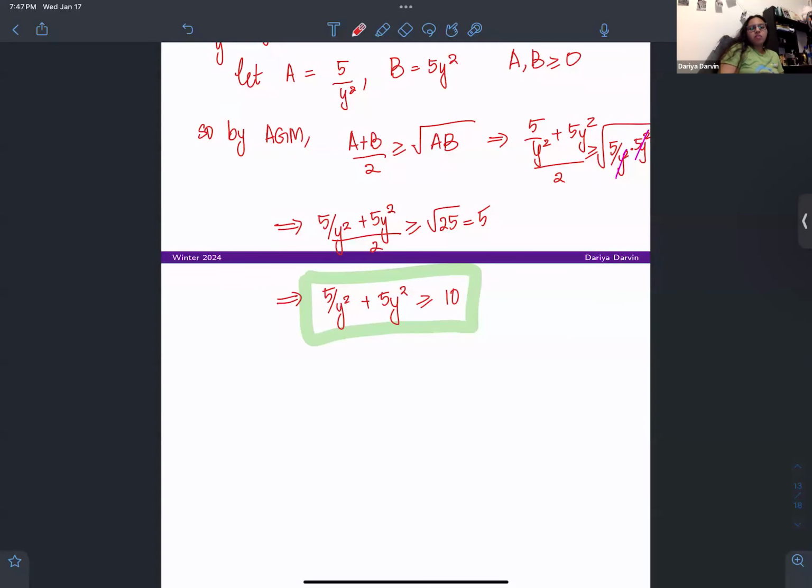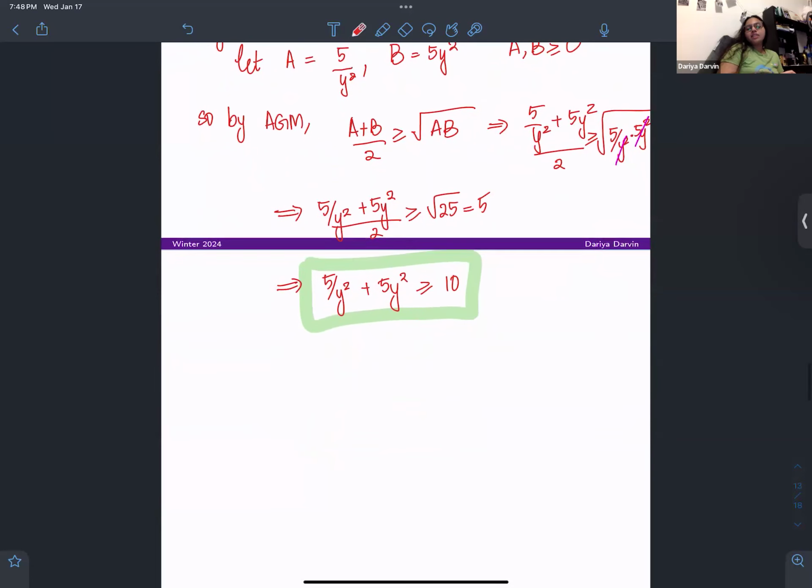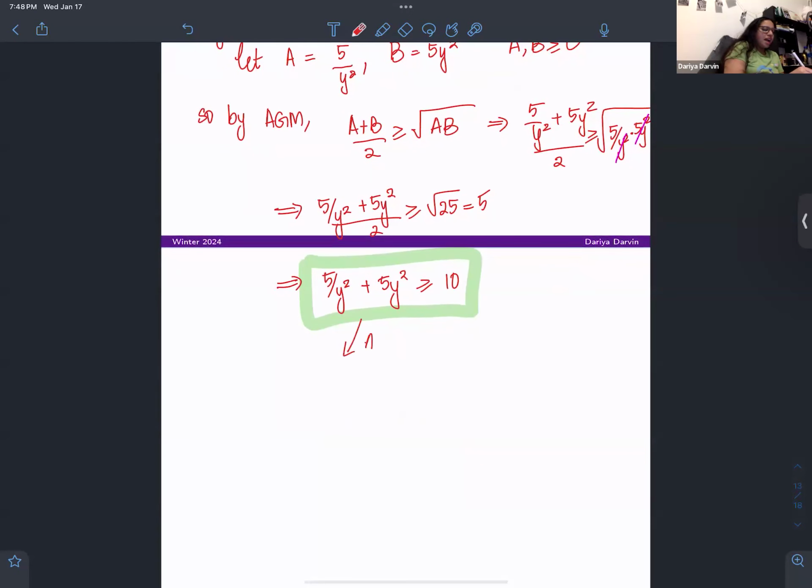Okay, while you're, I'm assuming you're typing your answer, I'm going to talk while you do that, okay? So I don't want 5 by y squared plus 5y squared. I want 5 by y squared plus 10 plus 5y squared. So recognizing that, all I need to do is add 10 to both sides.